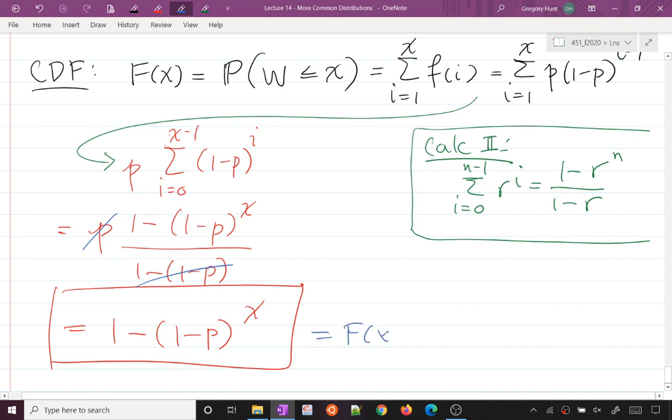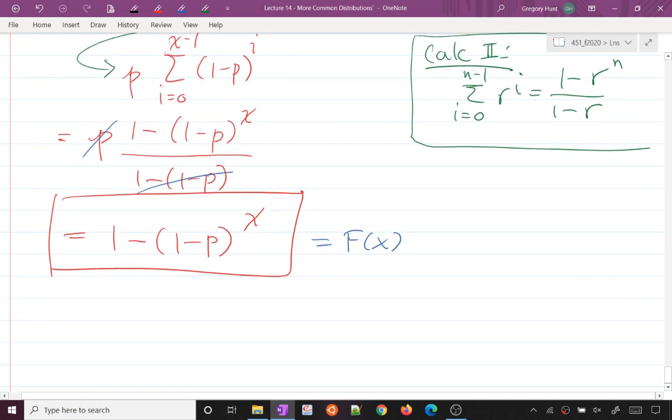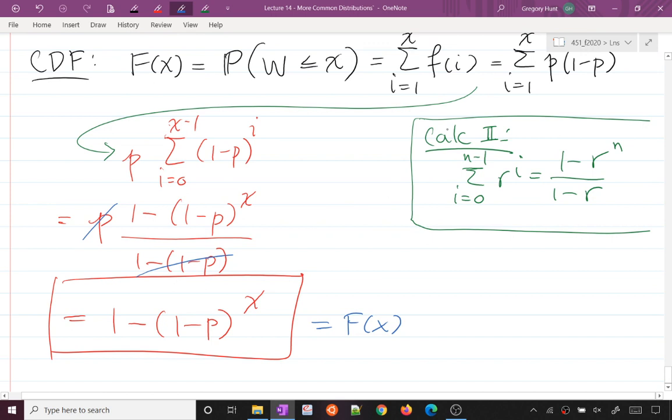This is our CDF, F(x). It's just 1 minus (1 minus p) to the x. And basically that's just writing out the form of it and using this Calc 2 fact. It's real nice.